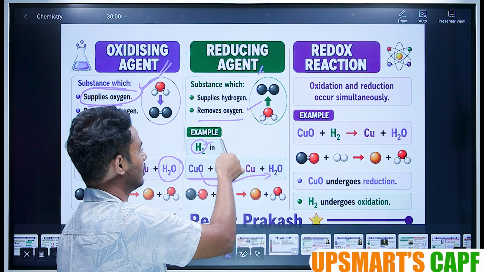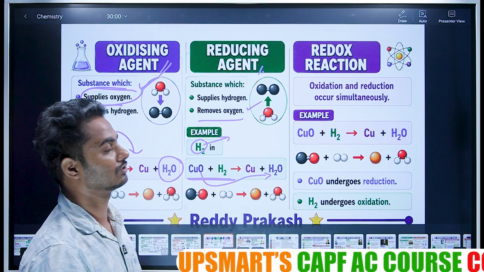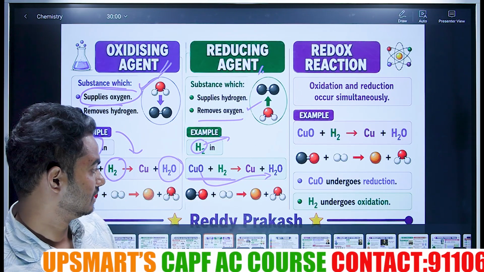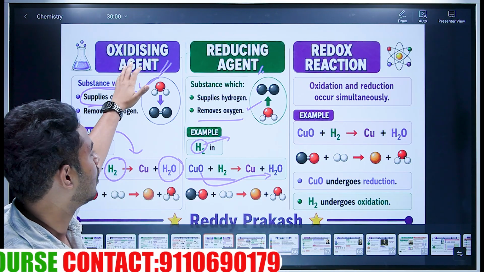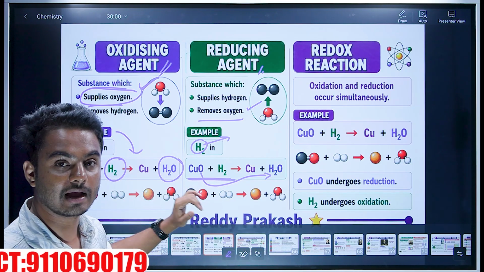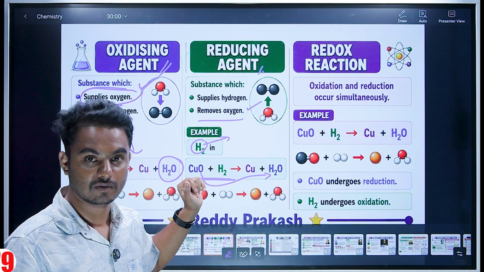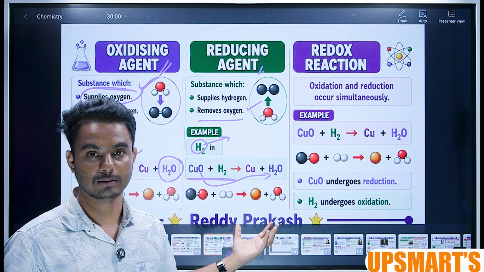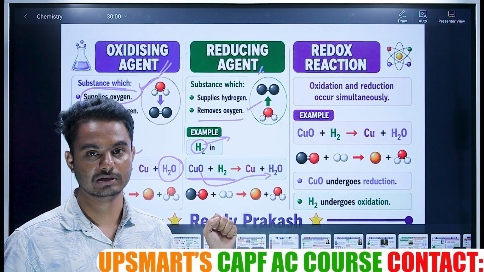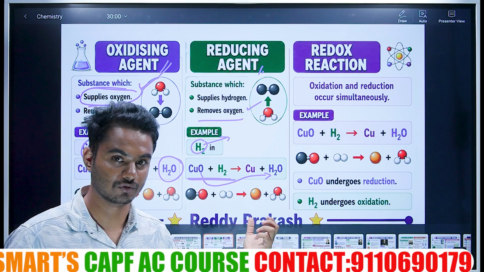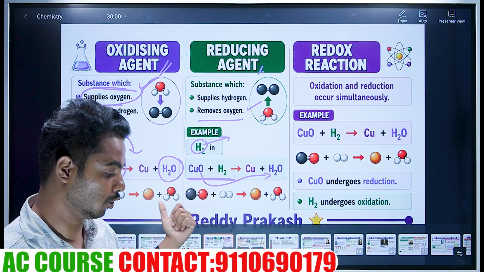So hydrogen is an example in this equation for reducing agent. Same equation, copper oxide acts as oxidizing agent. Hydrogen acts as reducing agent. The same equation can be given. It can be asked which is oxidizing agent, which is reducing agent. Simple one but confusing one. Okay, get a hold of this.